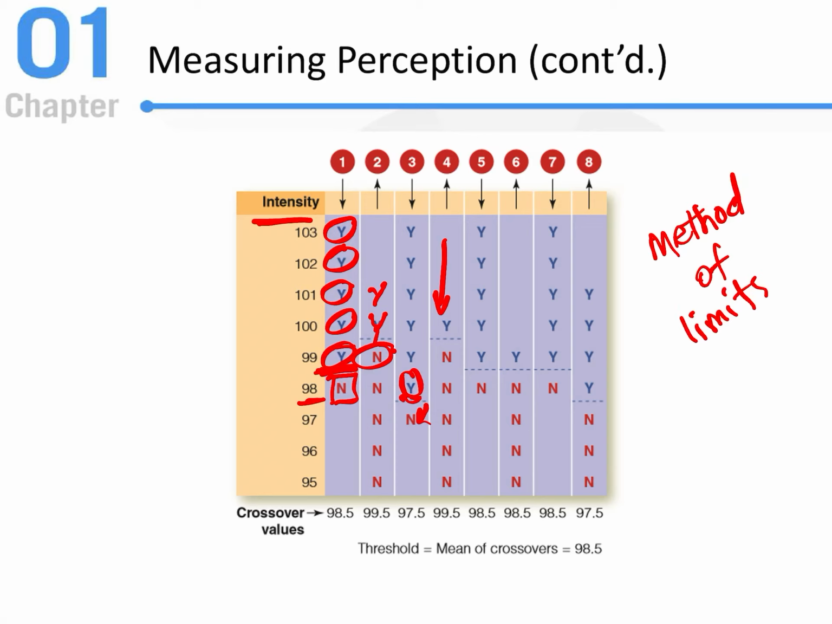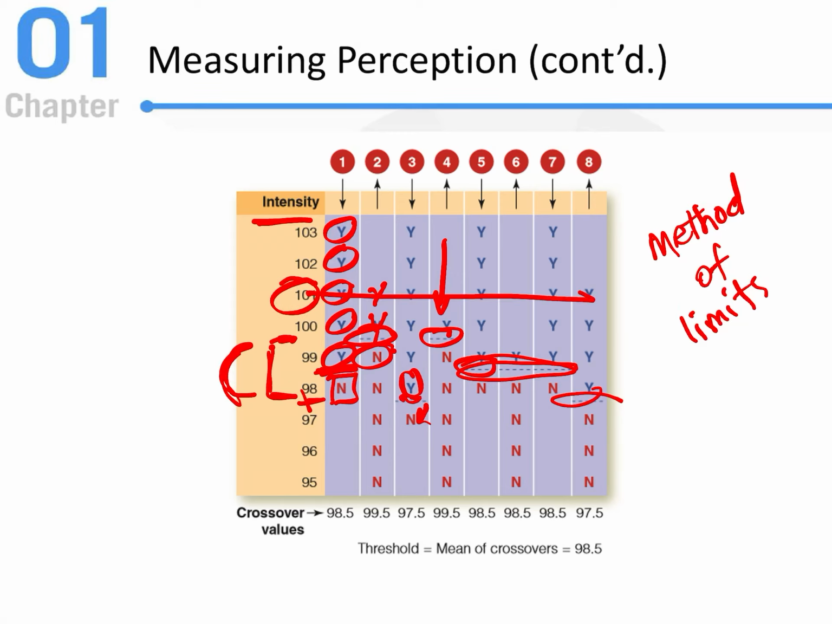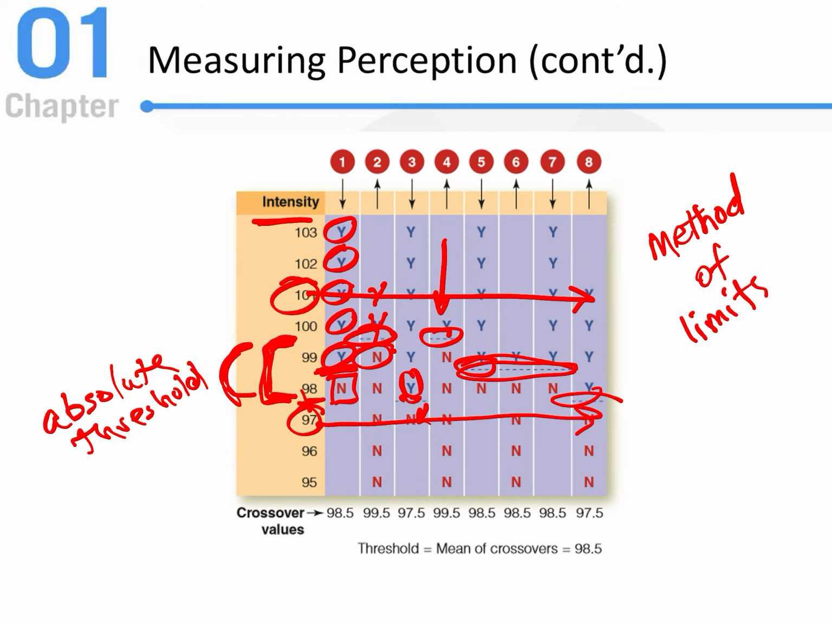Do you hear it now? At these dashed lines, this is the crossover point. At this point, we can say we think that the threshold falls between these values. When you start to get here, it starts to get gray. At 101, everybody recognizes it, and at 97, nobody hears it. So in between these values here is the absolute threshold, the absolute minimum that you need to hear this sound.